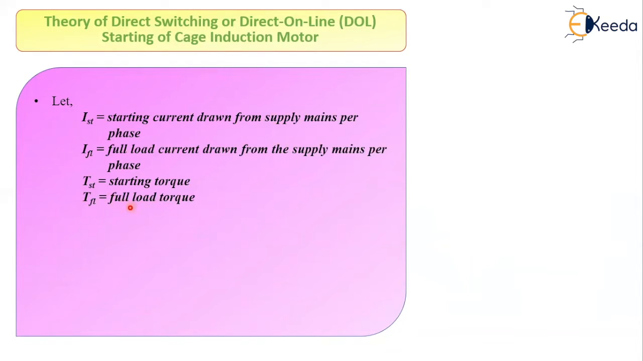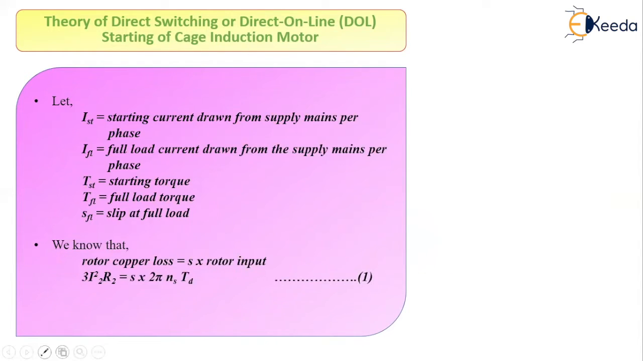Then TFL be the value of full load torque. SFL is the value of slip at full load. Now we know that rotor copper loss is equal to slip multiplied by rotor input. So we have already studied this derivation. If you want, you can refer to that video again.